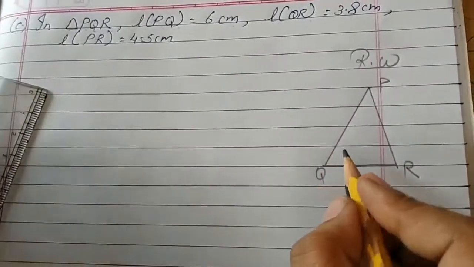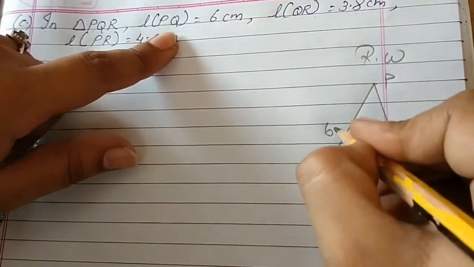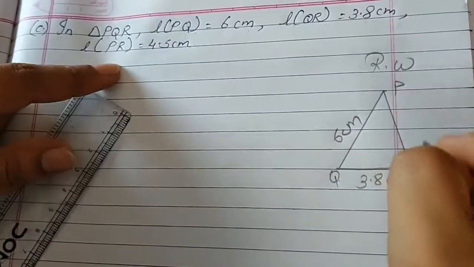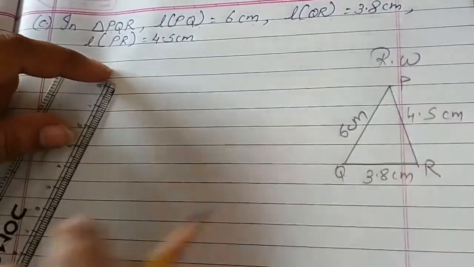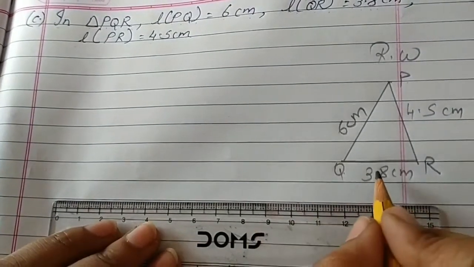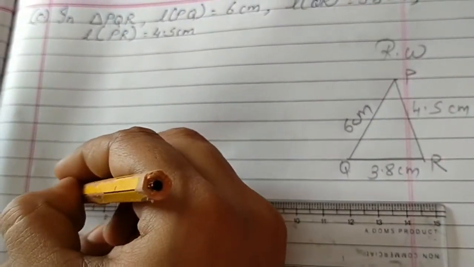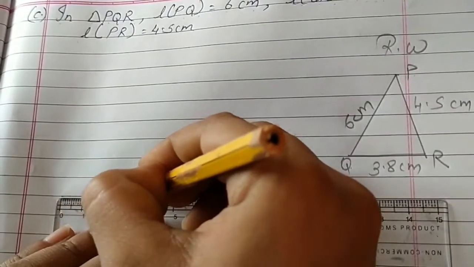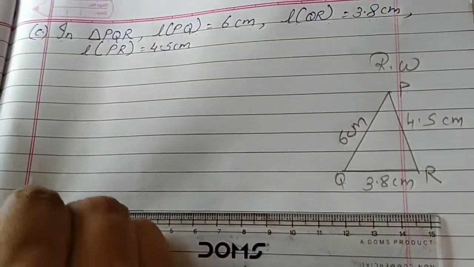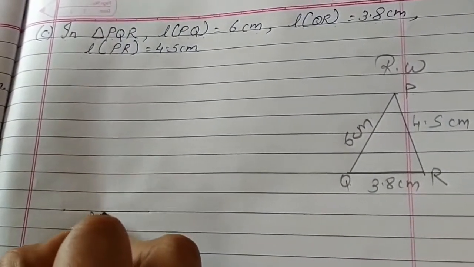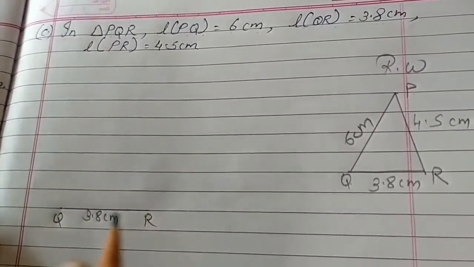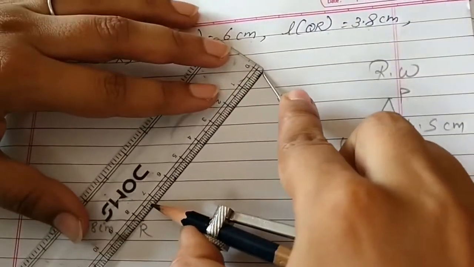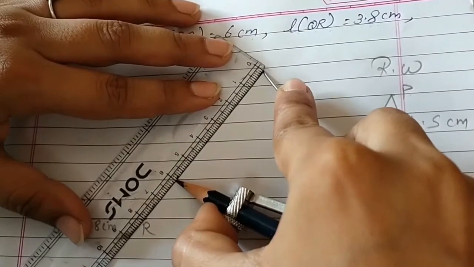PQR. PQ is 6 centimeters, QR is 3.8 centimeters, PR is 4.5 centimeters. Now with the help of a ruler, I will take an accurate measurement of 3.8 centimeters for the base of my triangle. See, accurate 3.8 centimeters. QR. Now with the help of a compass, same thing I will do. I will take a measurement of 6 centimeters.